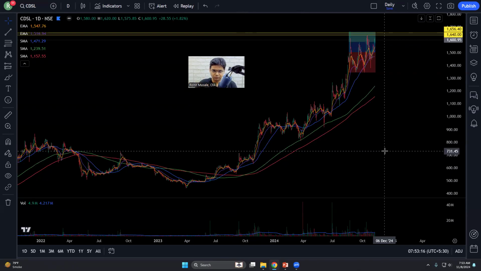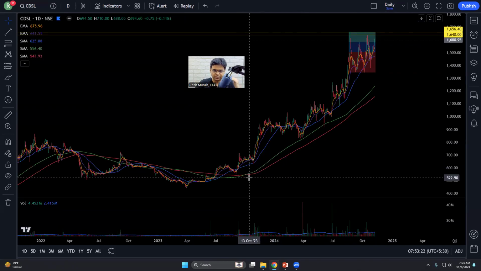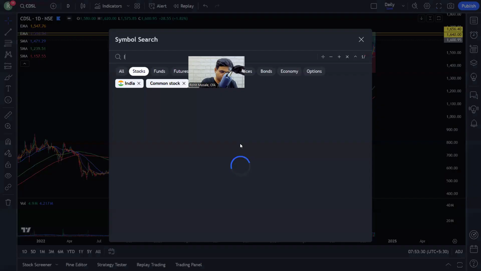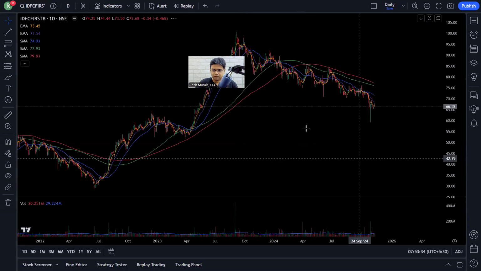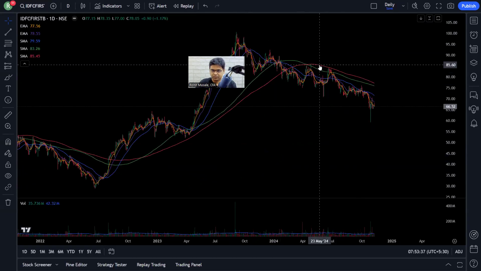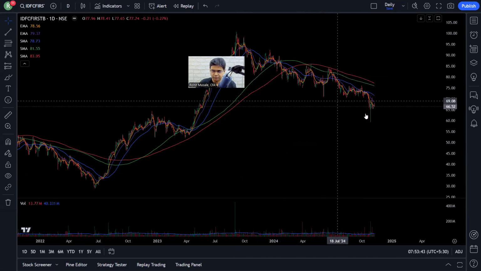I will show you a stock which is in stage 4, which is the exact opposite of these moving averages. So here you have blue, green, red. In stage 4, you have red, green, blue, and the price is below that. So I will show you that stock as well. Have a look at this. Red, green, blue, which is the exact opposite of stage 2, and the price is below that. See what is happening to the price.